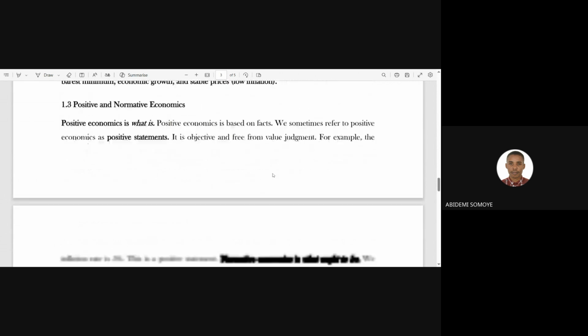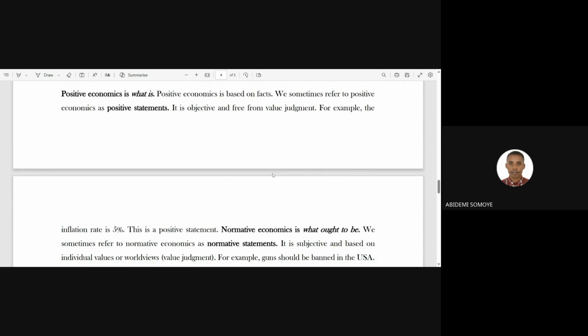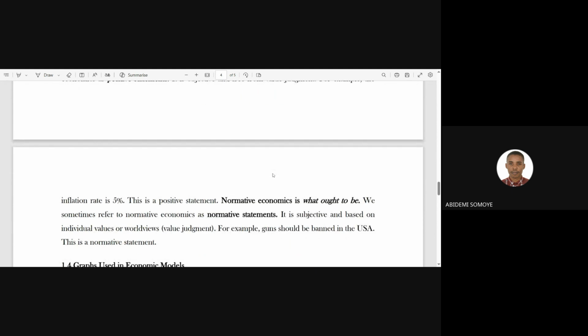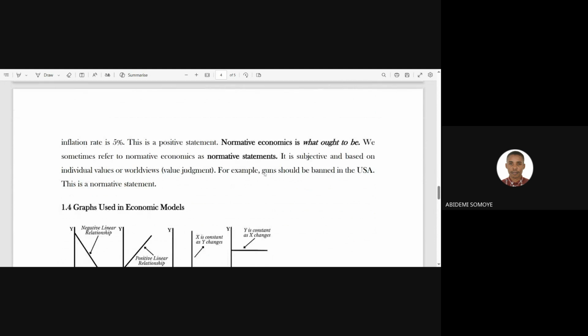Positive and normative economics. Positive economics is what is, meaning it's based on fact. We sometimes refer to positive economics as positive statements. It's objective and free from value judgment. For example, if I say the inflation rate is 5%, this is a positive statement. Normative economics is what ought to be. We sometimes refer to normative economics as normative statements. They're subjective and based on individual values or worldviews. For example, guns should be banned in the USA.